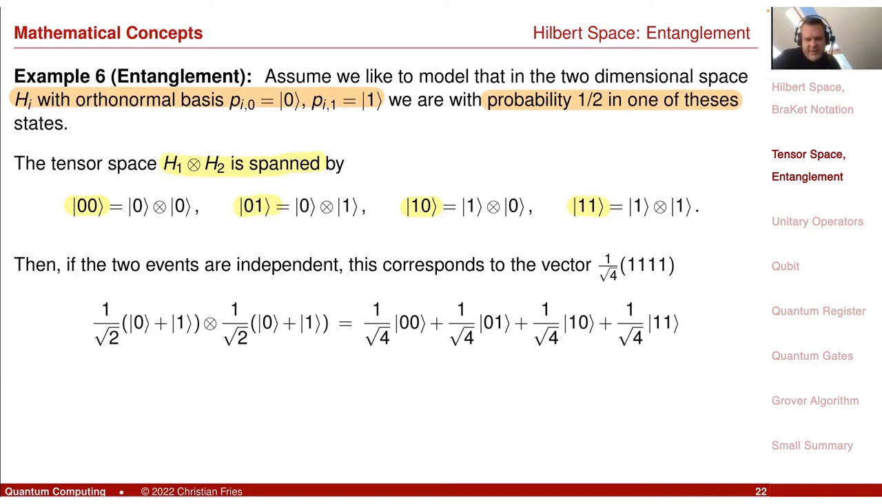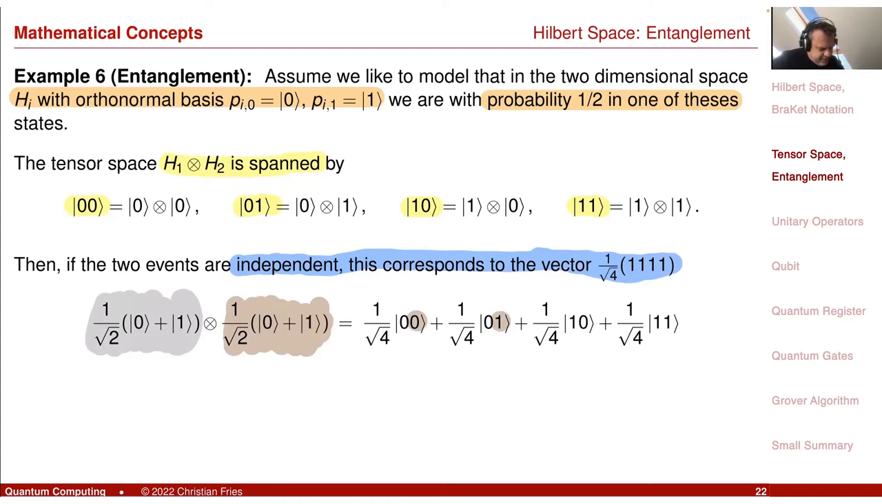And if the two events are independent, then this corresponds in the tensor space to the vector 1 over square root of 4 times (1, 1, 1, 1). Indeed, if you take a vector that is with probability 1/2 in 0 and 1/2 in 1, in our interpretation, in one space, and you take the tensor product of that with a corresponding vector in the other space, then you can just multiply this out. You get the second bit from the other space and the first bit from the first space, and 1 over square root of 2 multiplied with 1 over square root of 2 is this 1 over square root of 4.